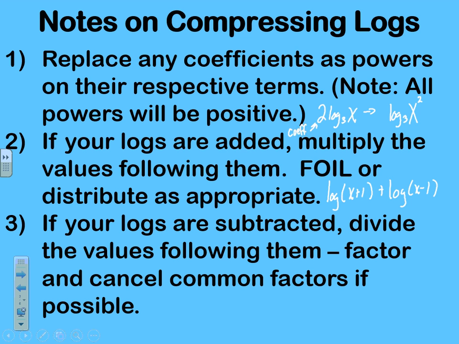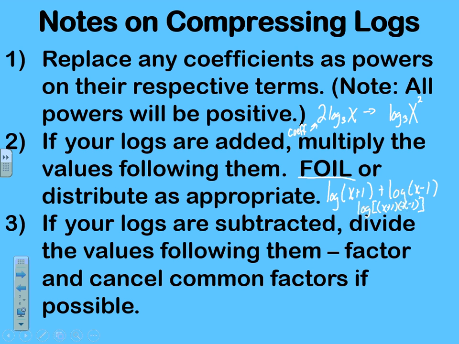Well, when we rewrite those in a condensed form, I would have log of x plus 1 times x minus 1. So that's what it means when it says we might have to FOIL something, but we're just taking whatever is inside of the parentheses of the logs and multiplying them together. And it'll be the same thing if we subtract them. We would divide whatever we might have together as common bases.